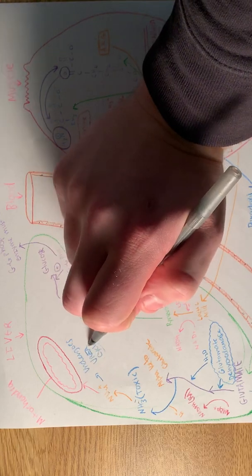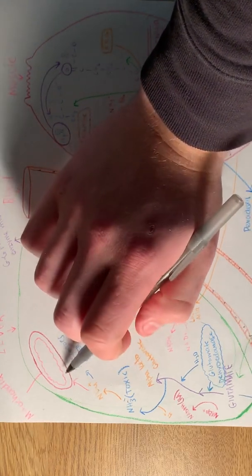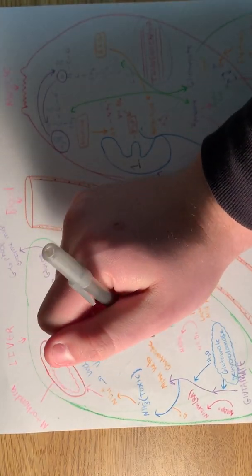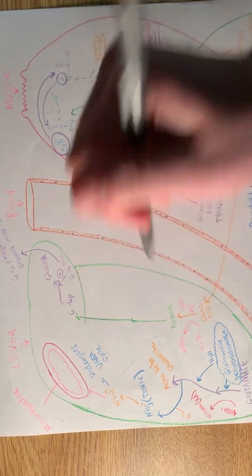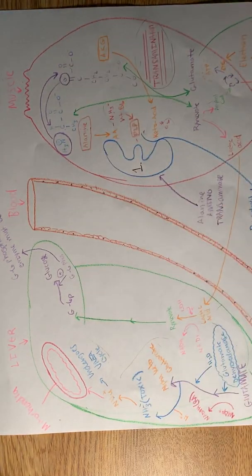NH4 undergoes the urea cycle, which is done in the mitochondria. This whole process right here, from the glutamate going all the way through the liver and going through all this, is called oxidative deamination.